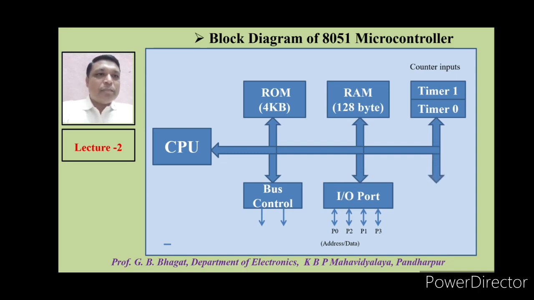The next block of this diagram is serial port. Here serial port means this controller can be connected with other devices in serial manner, that is for serial communication. It has two main pins, the first one is TXD. This TXD pin is used to transmit the data serially. Similarly, another pin is RxD. RxD is used to receive the data serially from other devices.